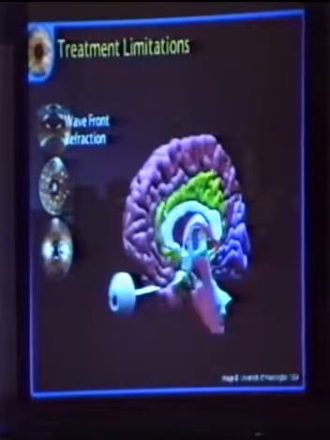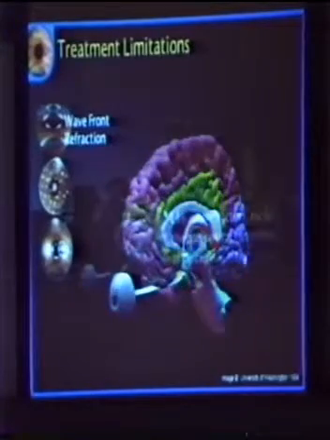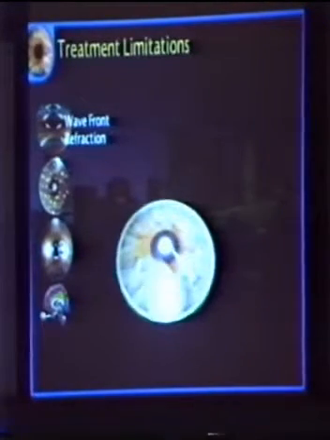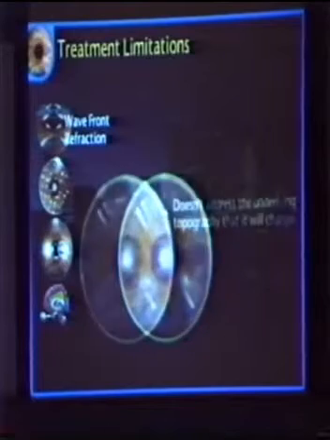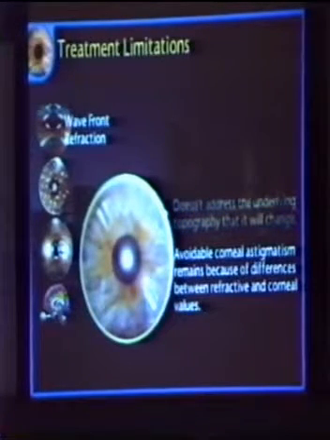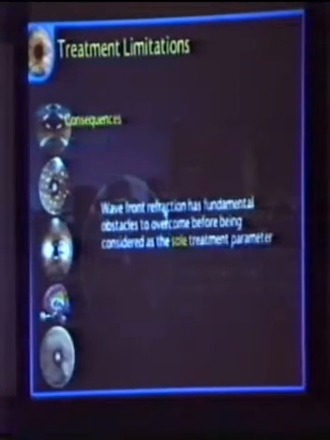I mentioned the perceptual side of things. Wavefront refraction does not give us the perceptual view of astigmatism. So just like autorefractors, it actually excludes the non-optical components of perceptual astigmatism. And the other aspect of it is that it doesn't actually address the underlying topography that is actually going to change. So that because of these differences that exist between refractive and corneal values, we leave avoidable corneal astigmatism remaining. As a result, I would see that wavefront refraction really has fundamental obstacles to overcome before it's being considered as the sole treatment parameter.